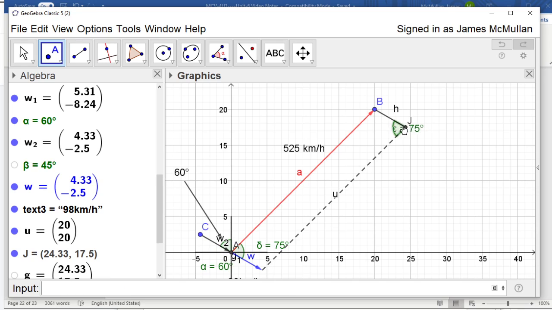Okay, notice that the angle on the opposite corner of the parallelogram has to be the same. So that means that if those two angles are the same, and the whole shape has to add up to 180, then the other two angles must be 105.